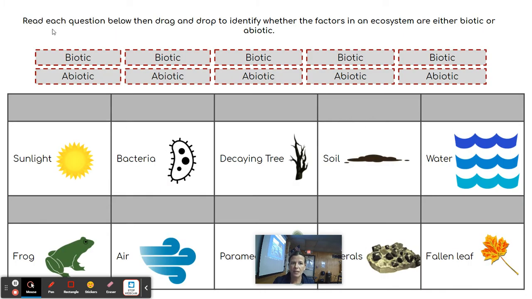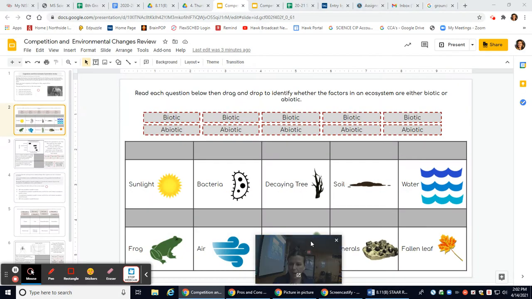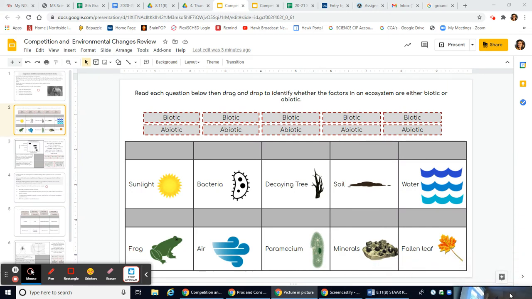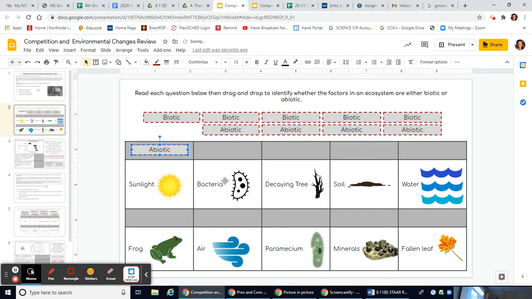So we're going to read each question and then we're going to drag and drop to identify whether the factors in an ecosystem are either biotic or abiotic. Remember, abiotic means that those are non-living factors, and bio means life, so biotic would be your living factors. Looking here at the sun, we can say the sun is abiotic, it's non-living. Bacteria is living, so we're going to call that biotic. And remember, bacteria are decomposers, they break down dead, decaying material.